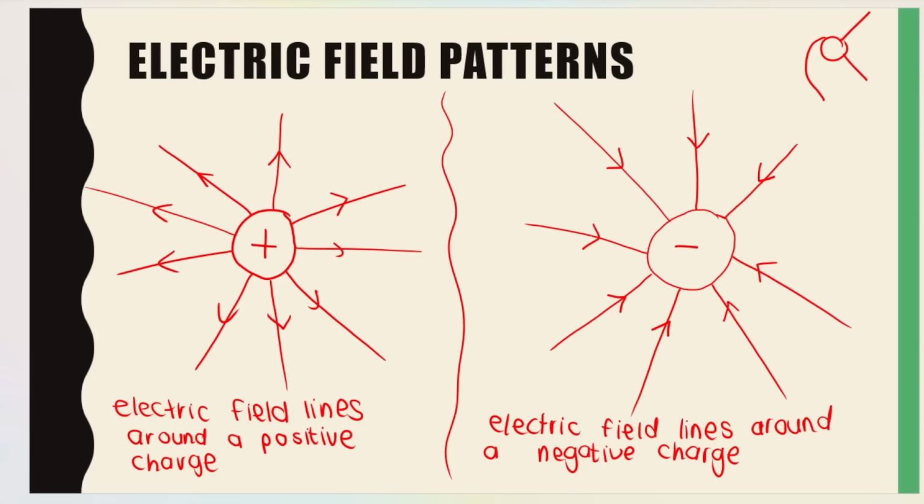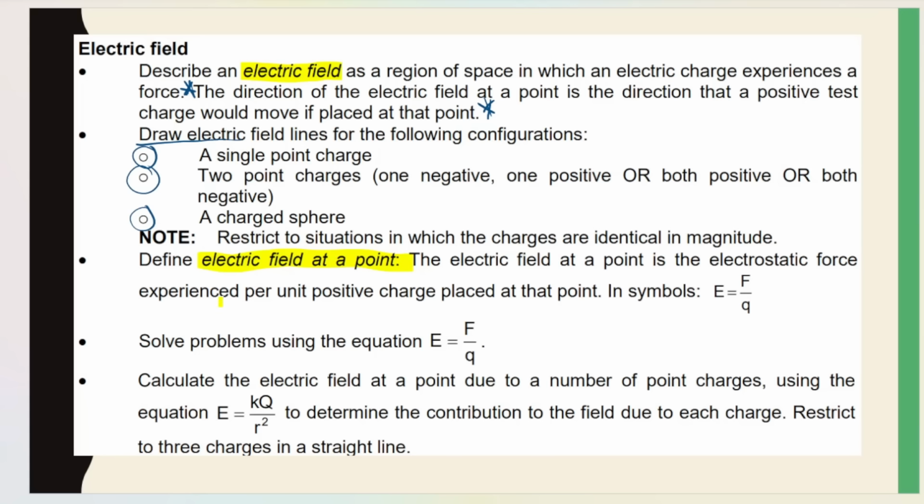Negative charge, arrows point towards. And this is an example of drawing an electric field of a charged sphere. So you can see that charged sphere looks like this.